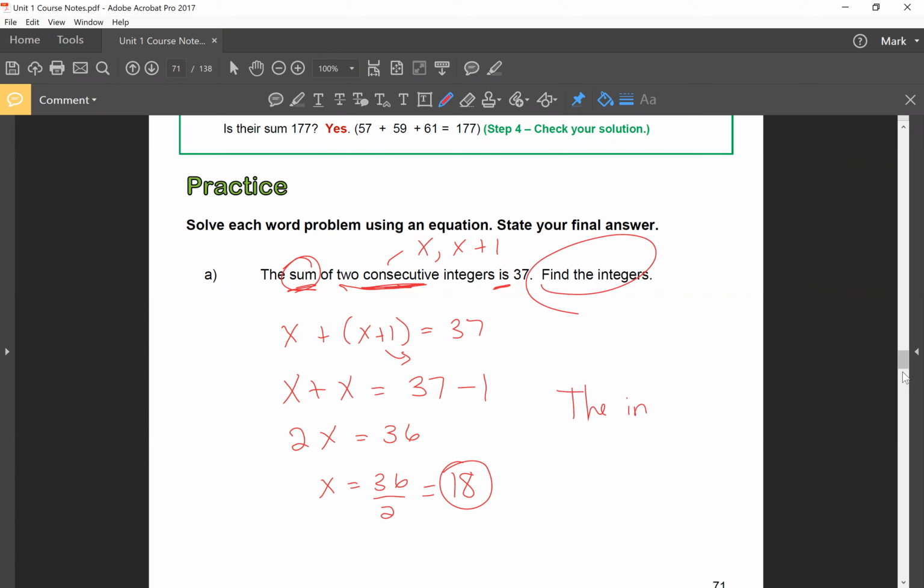The integers are 18. And guys, what's my next integer? It's 18 and what? 20? Nope, it's 19. Exactly. It goes up by 1, because it's 2 consecutive numbers. So I'm going to use this.